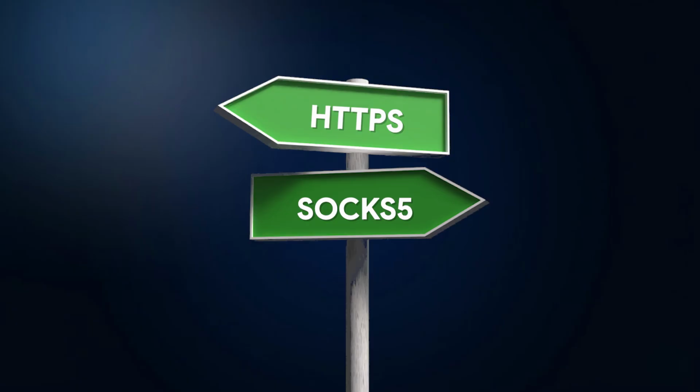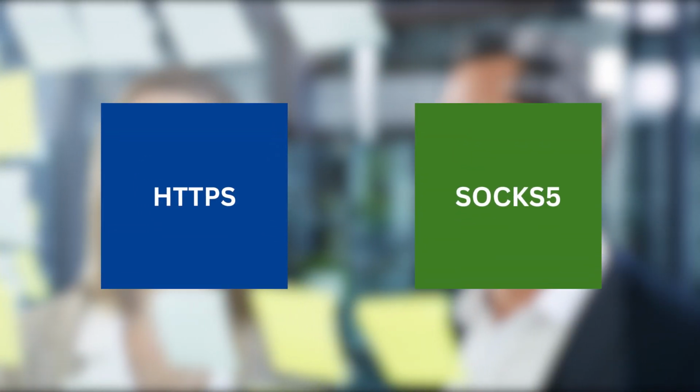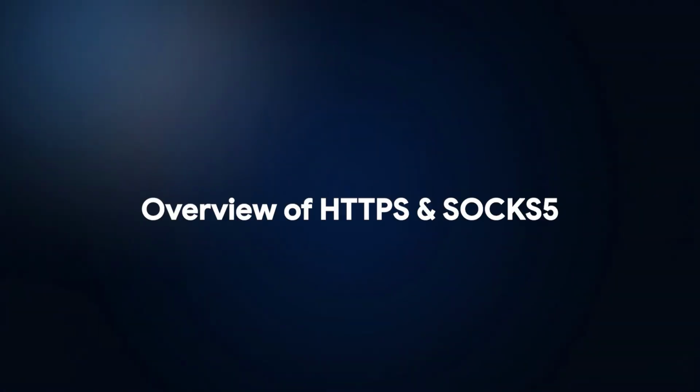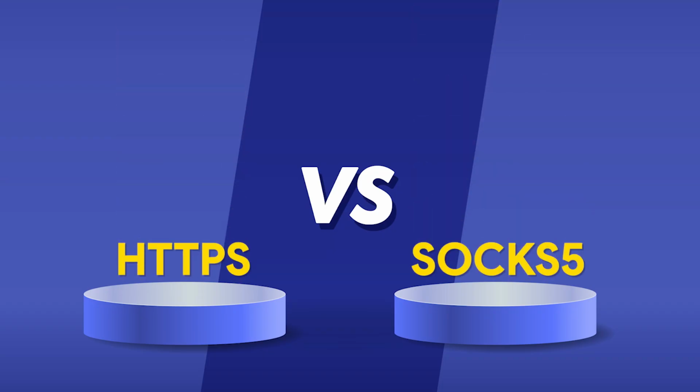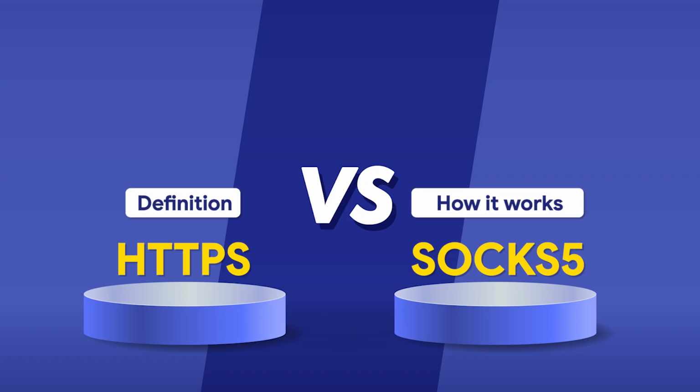Are you still unsure whether to buy an HTTPS proxy or a SOCKS5 proxy? In this video, IPFighter will help you clearly distinguish between HTTPS and SOCKS5, so you'll know when to use each type of proxy and how to choose the one that best fits your needs. Basically, these are two of the most common proxy protocols used to hide your real IP address when accessing the internet. Before diving into a detailed comparison, let's quickly go over what HTTPS and SOCKS5 are and how they work.